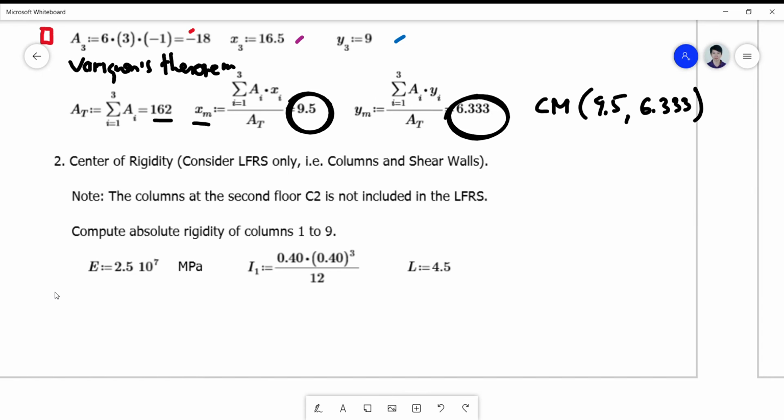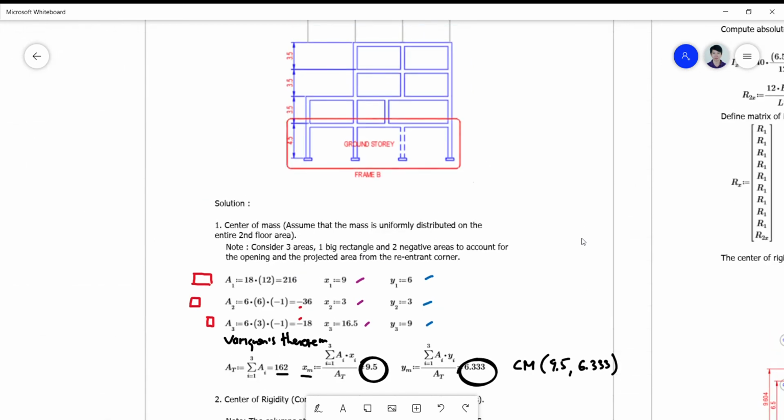Okay, for the center of rigidity, we only consider, of course, the lateral force-resisting elements or system, only the columns and the shear wall. So the columns at the second floor, of course, C2 is not included because it's not part of the LFRS. What I mean is, in this particular case, this column here is not actually a part of the lateral force resisting elements of this second floor, because this second floor is only held up by these columns here.